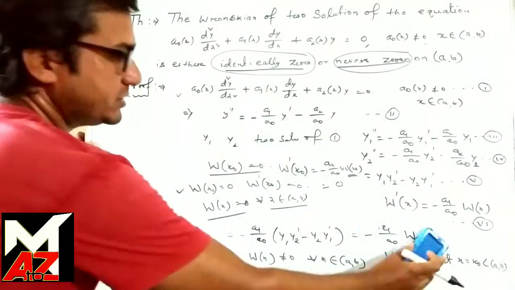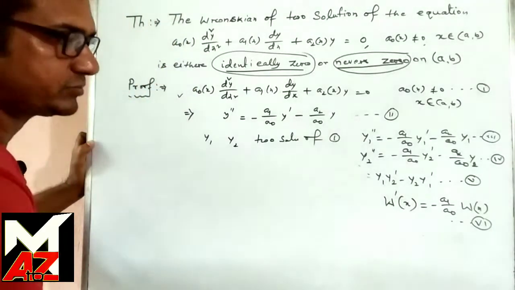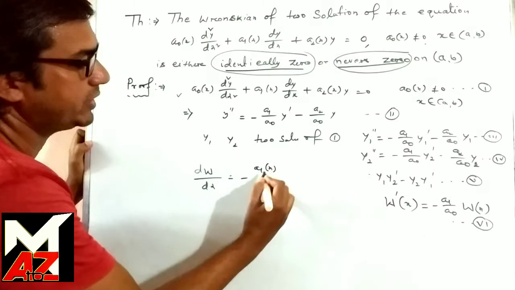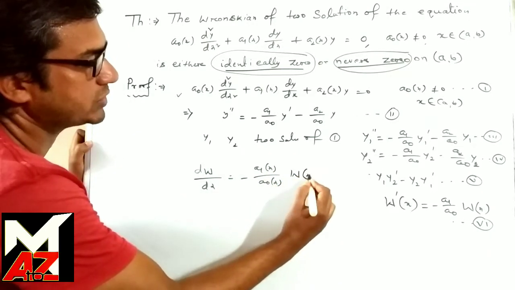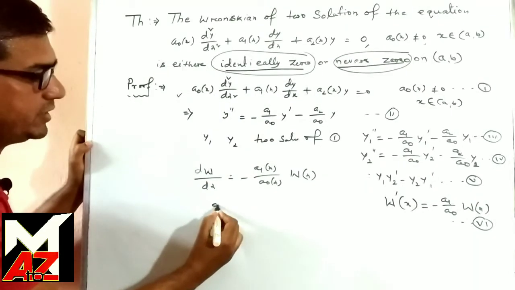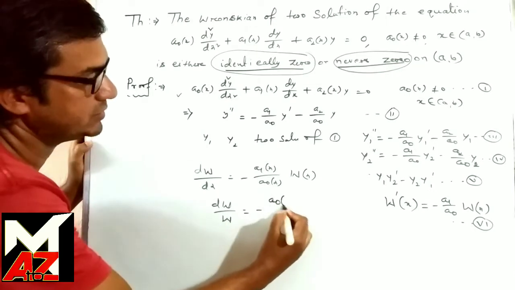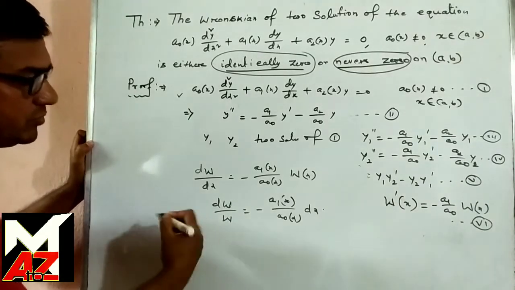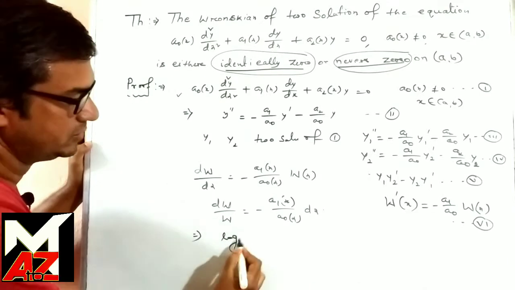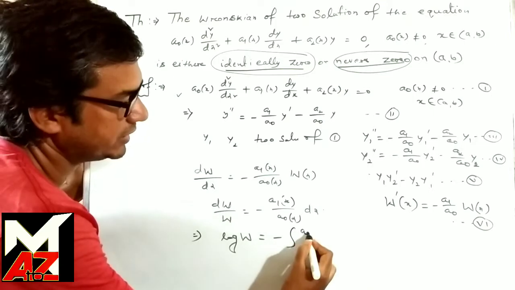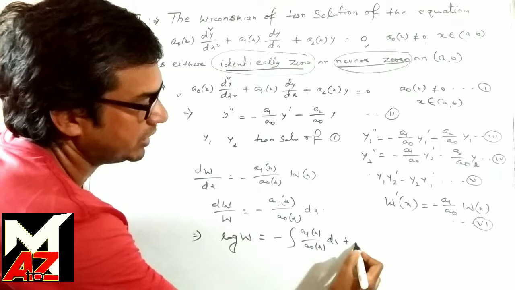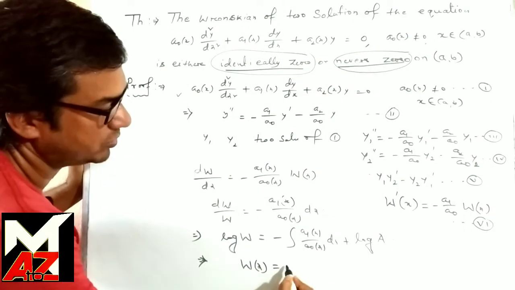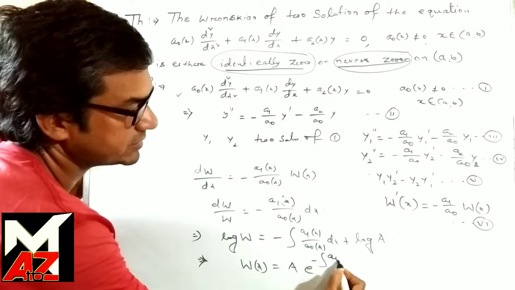An important deduction from this theorem we get as follows. From result 6, we get dW by dx equal to minus a1(x) by a0(x) into the Wronskian of x, and it can be written as dW by W equal to minus a1(x) by a0(x) into dx, and by integrating we get log W equal to minus the integral of a1(x) by a0(x) dx plus log A, and this gives the Wronskian of x equal to A into e to the power minus the integral of a1 by a0 dx.